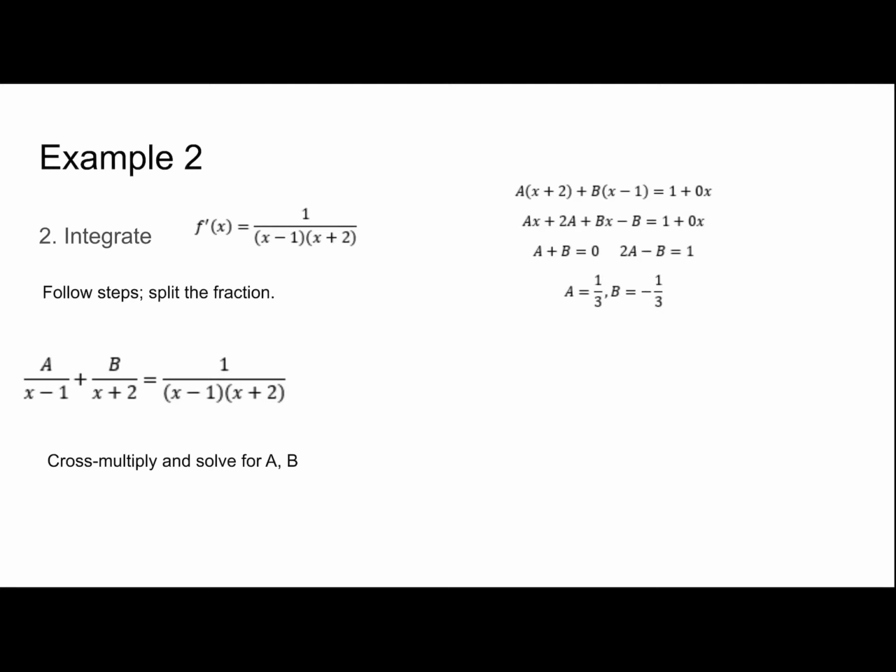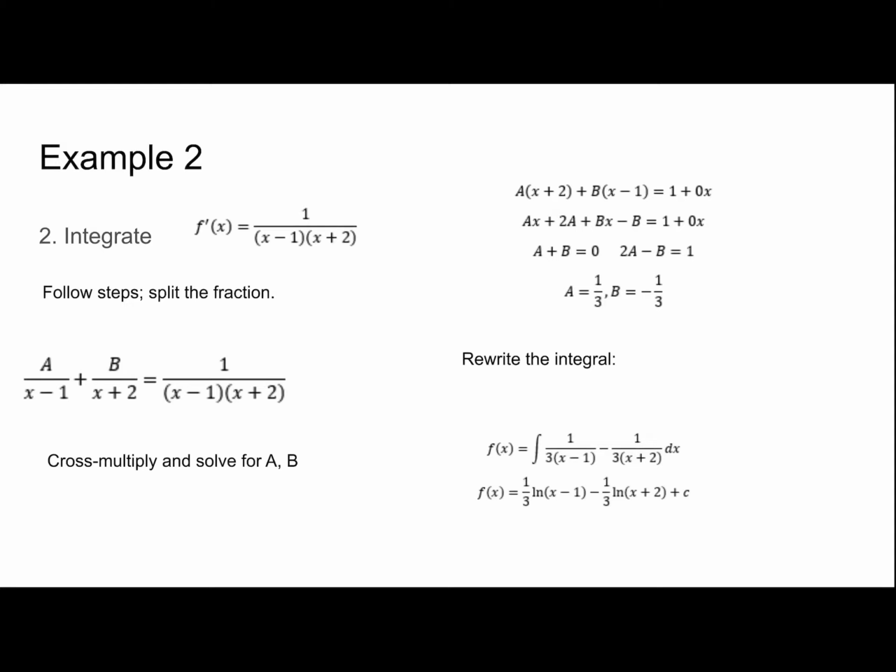So we will see that a plus b equals 0, 2a minus b equals 1. Once again, chuck into a graphics calculator, and we should get that a is 1/3 and b is negative 1/3. So now we're just going to plug those numbers back in as our a and our b values. We're going to rewrite our integral. So f of x equals the integral of 1 over 3 times (x minus 1) minus 1 over 3 times (x plus 2) dx.